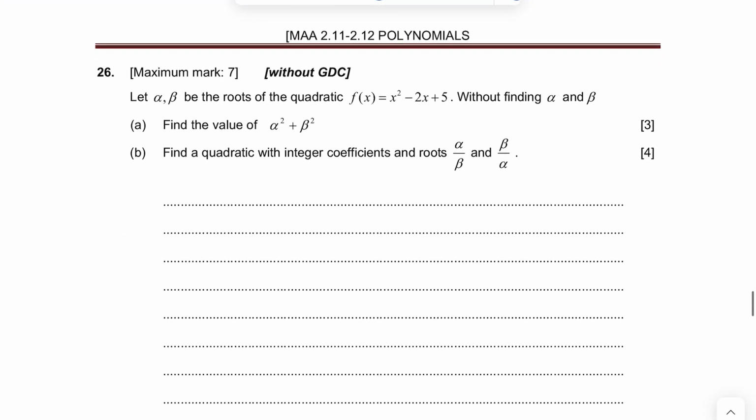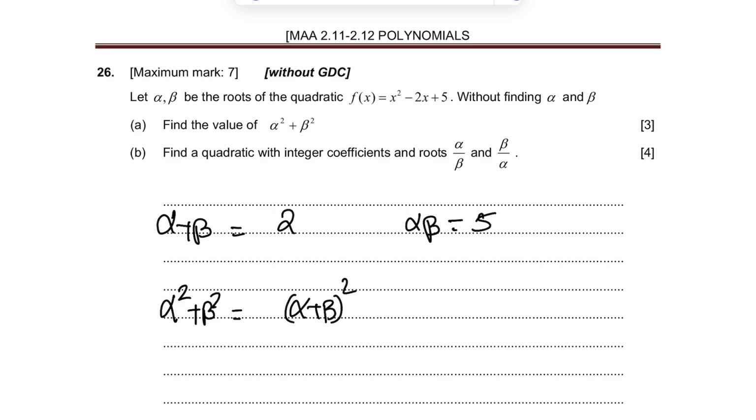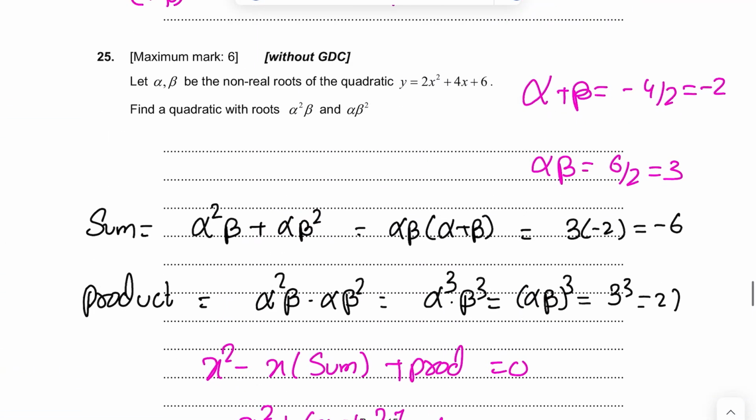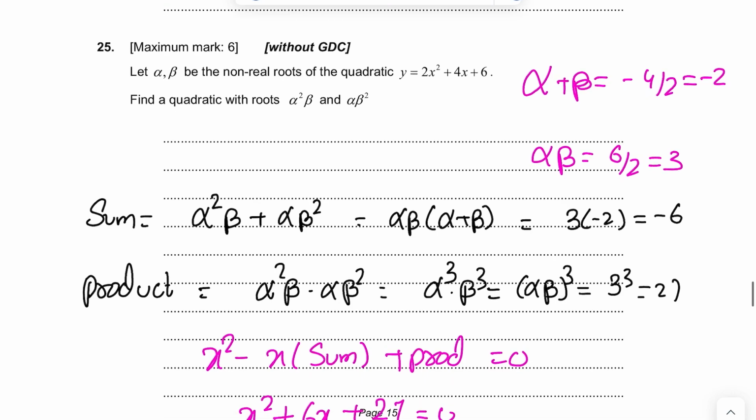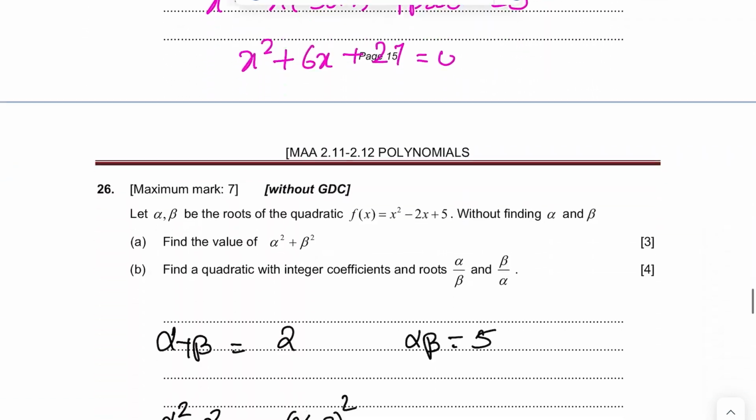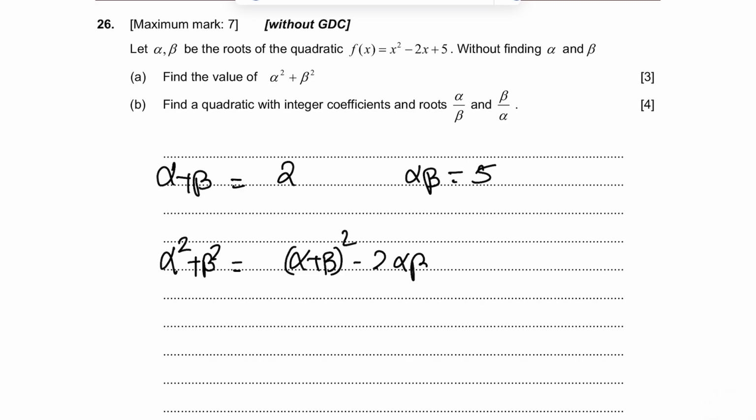Question number 26. Alpha, beta are the roots. Find alpha squared plus beta squared. First of all, sum of the roots is minus b upon a, which is 2. Product of the roots is c upon a, which is 5. Then alpha squared plus beta squared is nothing but alpha plus beta whole squared minus 2 alpha beta, which is 2 squared minus 2 times 5, which equals negative 6.